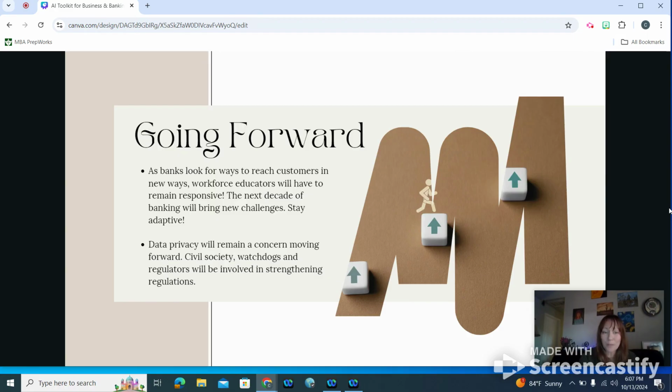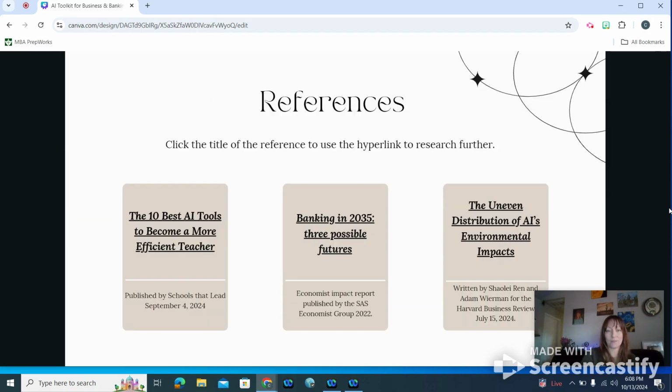Moving forward, banks are going to look for ways to reach customers in new ways. So workforce educators will have to remain responsive. The next decade of banking will bring new challenges, so stay adaptive. And data privacy will remain a concern moving forward. Civil society, watchdogs, and regulators will be involved in strengthening regulations.